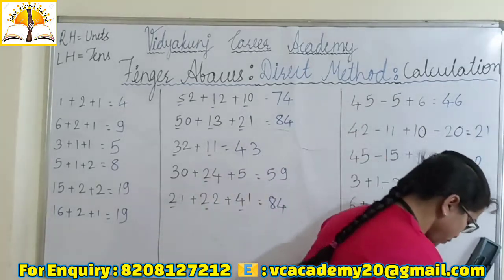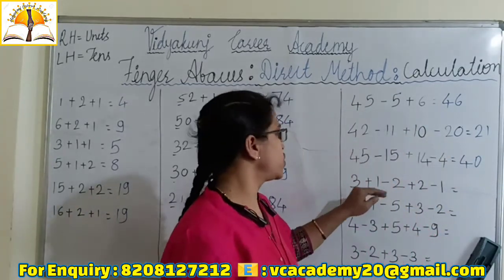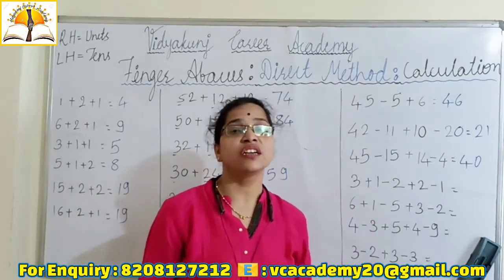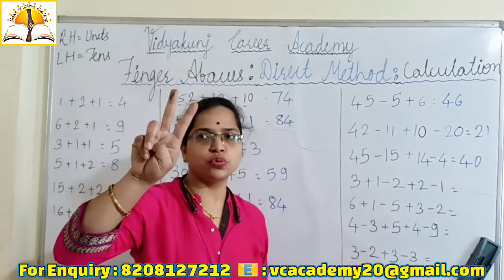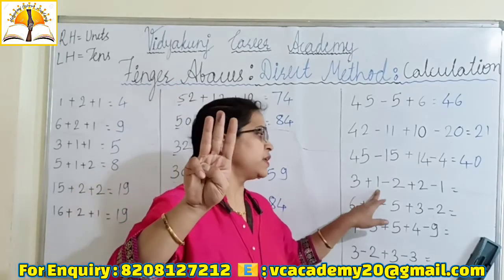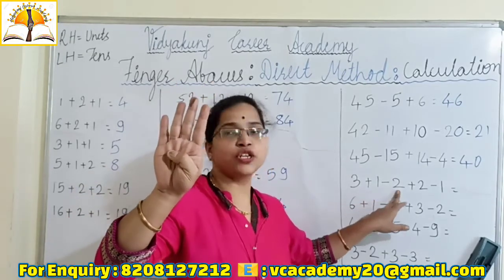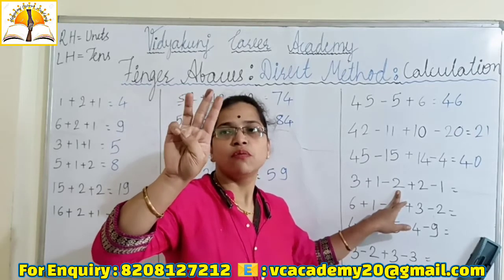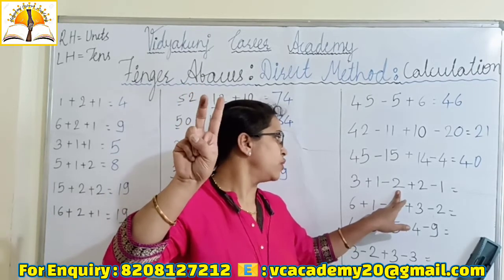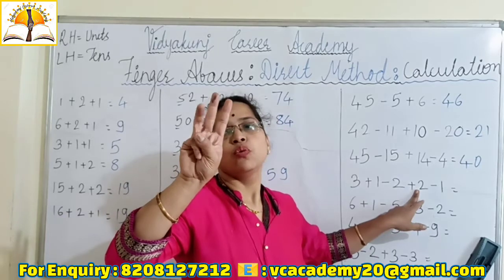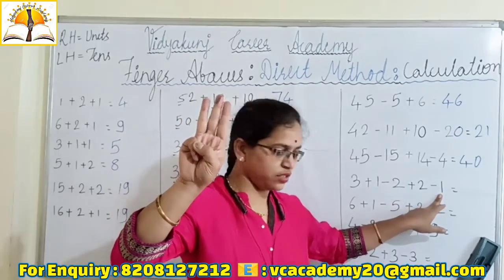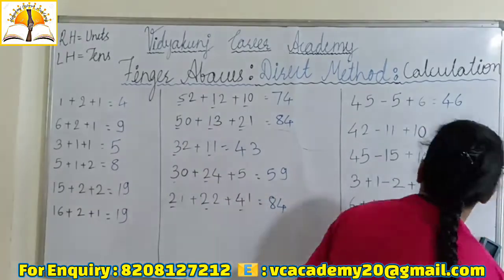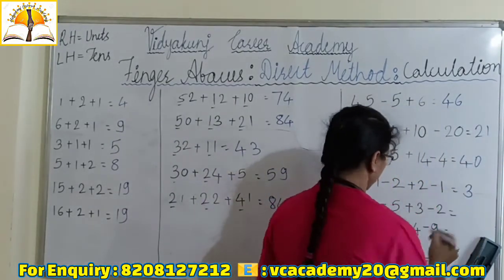Next one. Here 3 plus 1. See here 3, unit number, right hand. 1, 2, 3. 3 plus 1, 4. 4 minus 2, 1, 2. 2 only. Okay, 2 plus 2, 1, 2, 4. 4 minus 1, 3. What is our answer? 3.